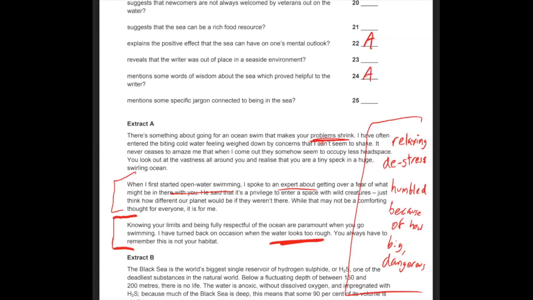Right. Now that I've got these three questions, and of course I know that 25 is not A, right? Specific jargon. Jargon means technical terms, right? Technical terms that are relevant to a specific area. This is not talking about any specific terminology or highly specific language. So that one's not A.